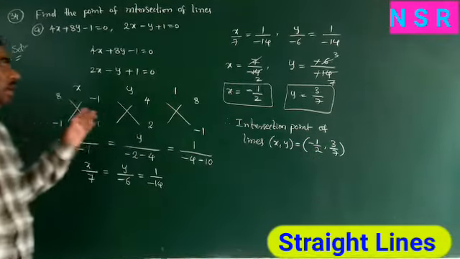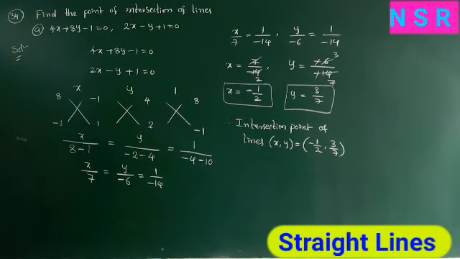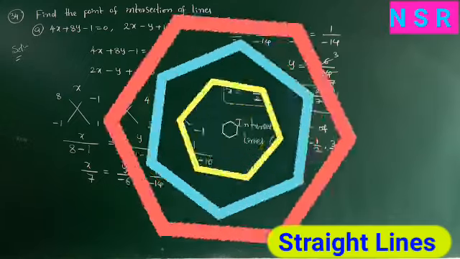So this is a method to find the intersection point of two lines. This is very, very important. It is used in 7 marks questions, so practice it.